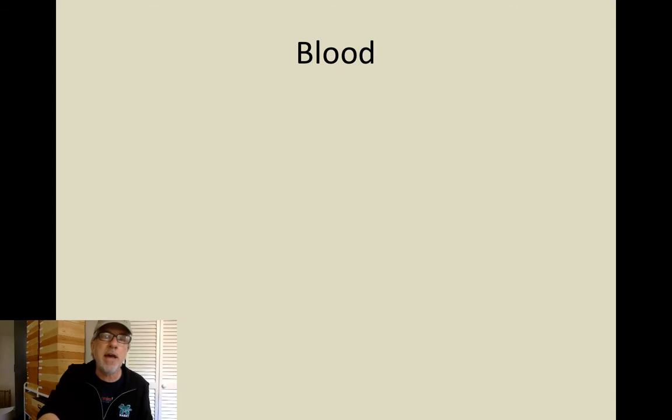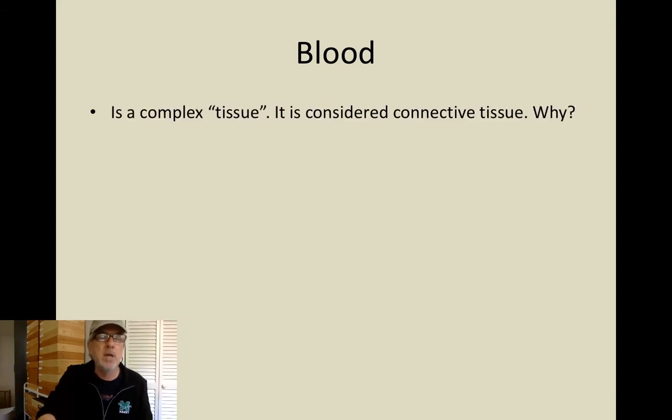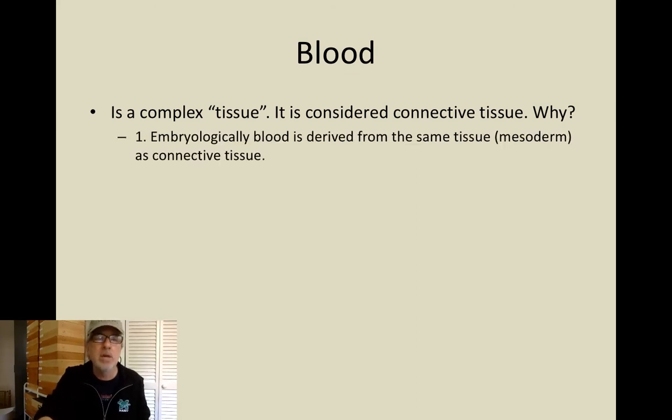Let's talk a little now about what blood is. Blood is considered a tissue. And further, it is considered connective tissue, much like the tissues that hold your organs together. So why would that be? Well, embryologically, that means in the embryo, blood is derived from the same tissue, a part of the embryo called mesoderm, as connective tissue. And so embryologically, they have the same origin.